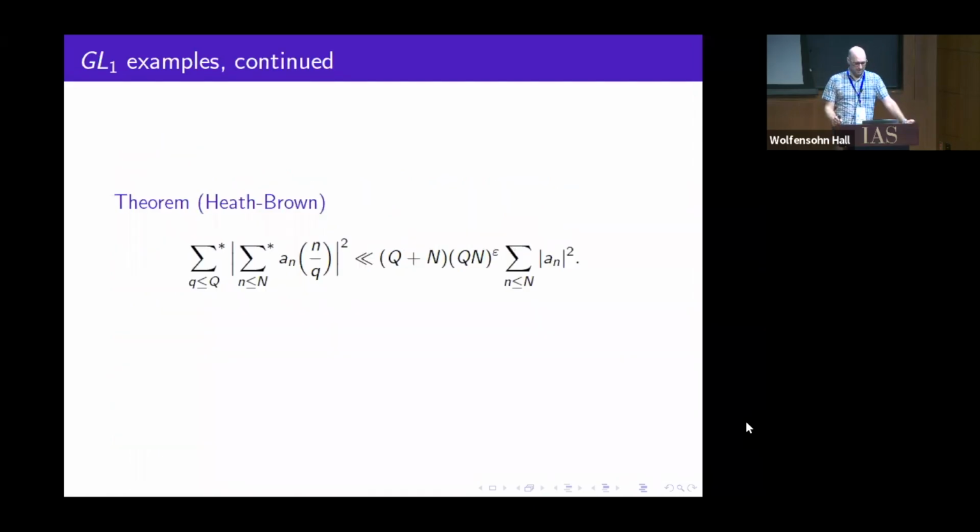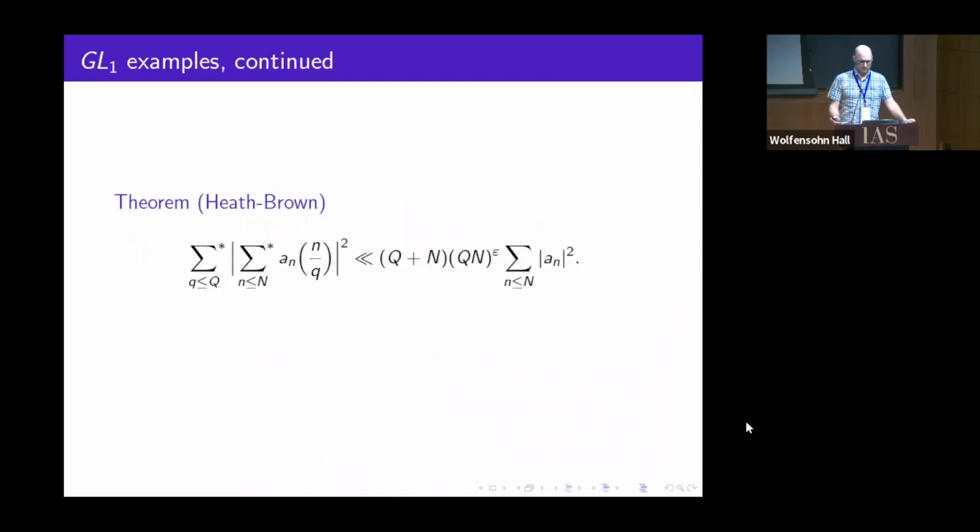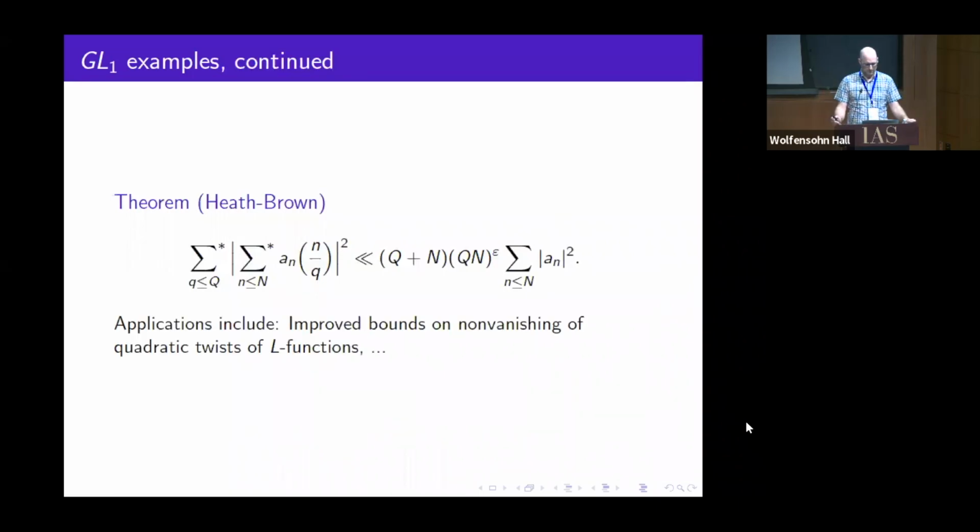Okay, another example is a theorem of Heath-Brown. This is a GL1 family. It's a family of Dirichlet characters, but a restricted set, just the quadratic characters. But the bound here is still Q plus N. I should say in an upcoming slide that we can never do any better than the number of terms on the outside plus the number of terms on the inside as our bound on the norm. In the previous case, the classical large sieve inequality, you have Q squared and N, the number of things on the outside plus the number of things on the inside. And here it has that same feature of size of the family plus number of terms on the inside. This is interesting for understanding quadratic twists of L-functions, elliptic curves, and things like that.